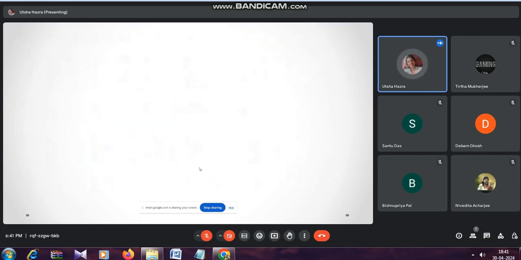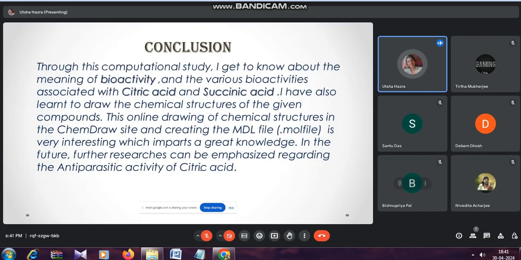So these are these. We come to the next topic, that is the computation, the last part. Through this computational study, I get to know about the meaning of bioactivity and the various bioactivities associated with citric acid and succinic acid. I've also learned to draw the chemical structures of the given compound. This online drawing of chemical structures in the ChemDraw site and creating the MTL, that is the mol file, is very interesting, which imparts a great knowledge.